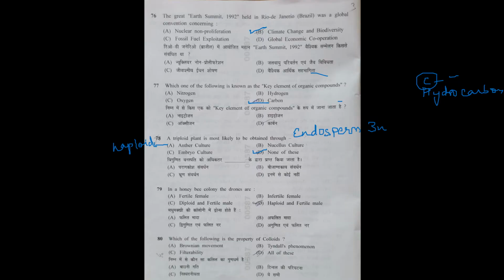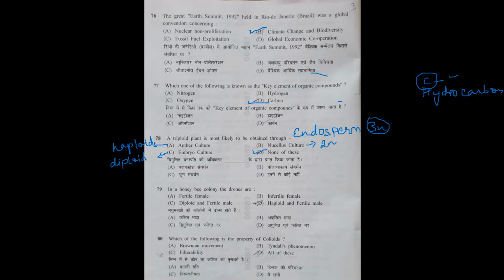The next option is embryo culture. An embryo, as you know, will be diploid in nature, so that will give a diploid plant. And nucellus is the structure present within the seed, and it is also diploid, so it also gives diploid. So the answer will be none of these. And since the genetic nature of endosperm is 3N, endosperm culture will not give you a diploid plant.